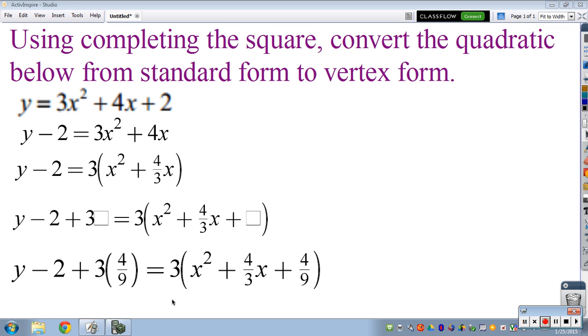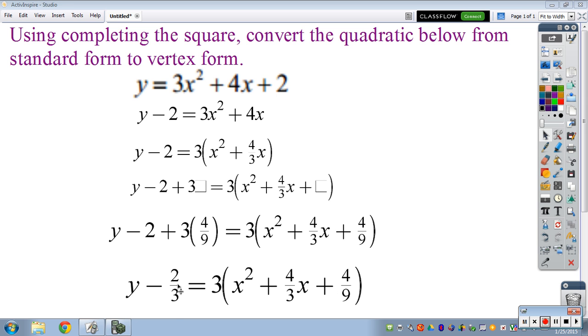And at this point, I do two things. I simplify on the left side, so I combine all my like terms, all my constants, and then on the right side, I take what is in my parentheses, my trinomial, and convert it to a squared binomial. And so the way I would do that is I would take b and divide it by 2, which I've already done, and that would be what would become my constant in my binomial. So it would look like this. After simplifying the left side, I would get this: y minus 2/3.